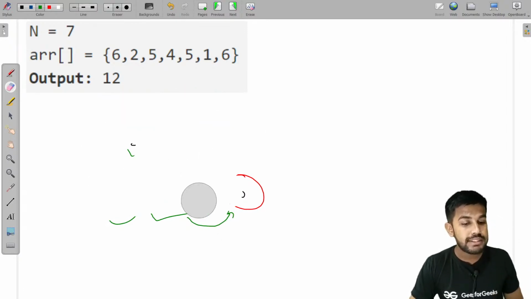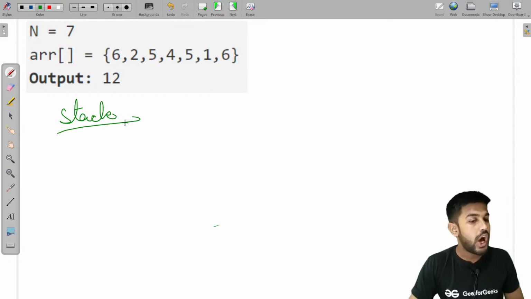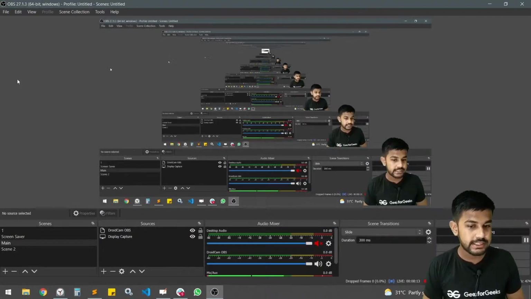Now how would we do that? We would do that by simply using a data structure known as a stack. How would we do that? We would initialize a stack at the moment.